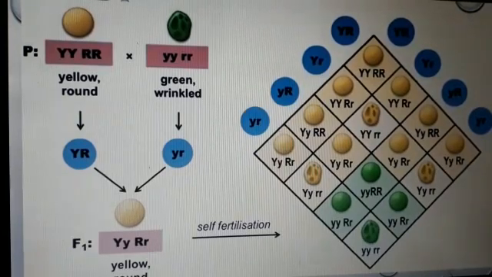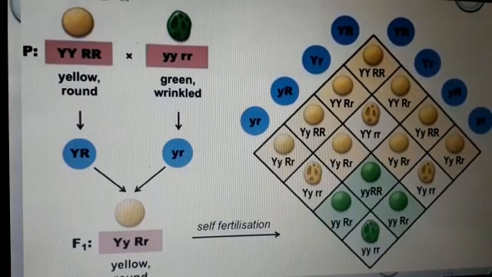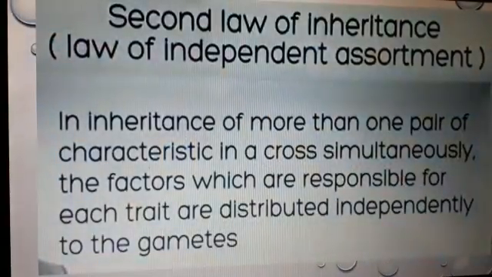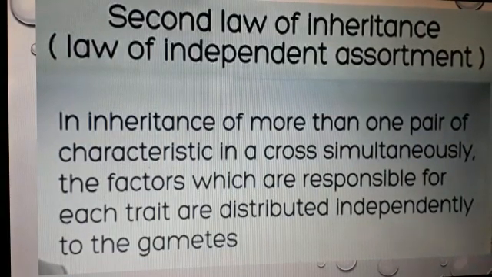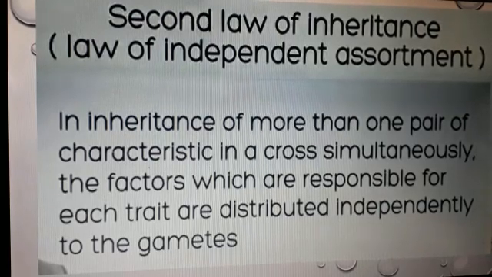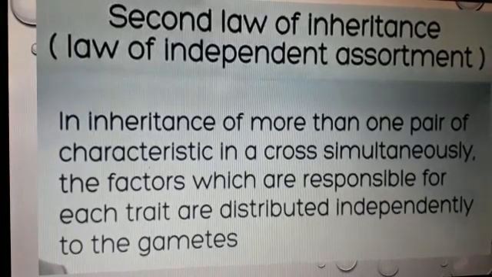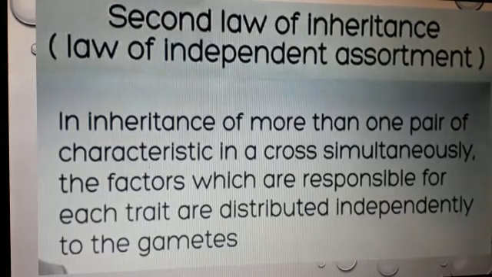9:3:3:1. On the basis of this ratio, the second law of inheritance was formulated, which states that in the inheritance of more than one pair of characteristics in a cross simultaneously, the factors which are responsible for each trait are distributed independently to the gametes. In our experiment, we have seen that neither shape affects color nor color affects shape. So, by dihybrid cross, this law of independent assortment of the gametes is being explained. Thank you.